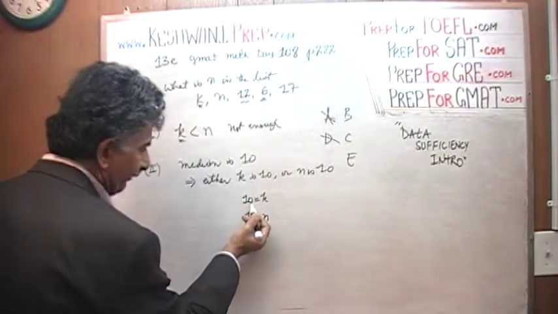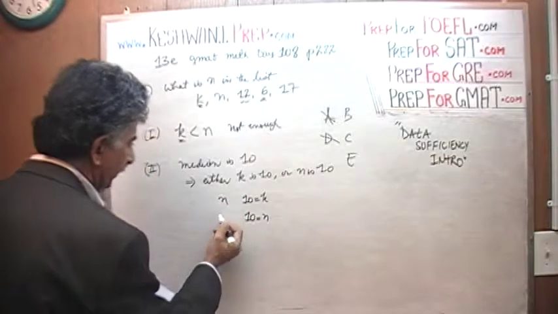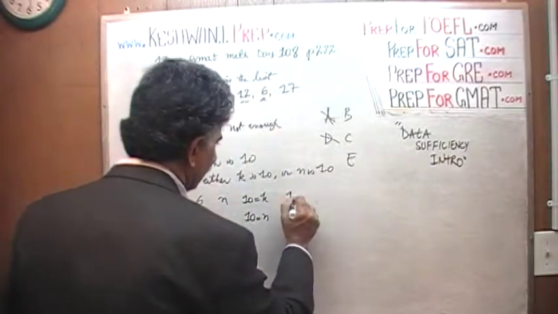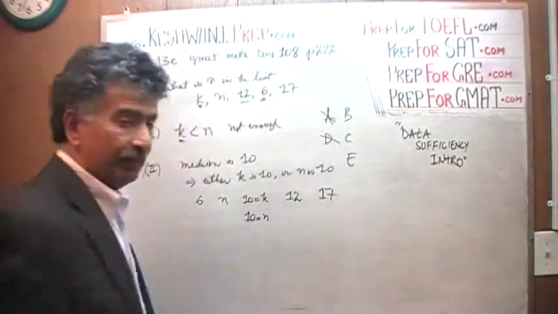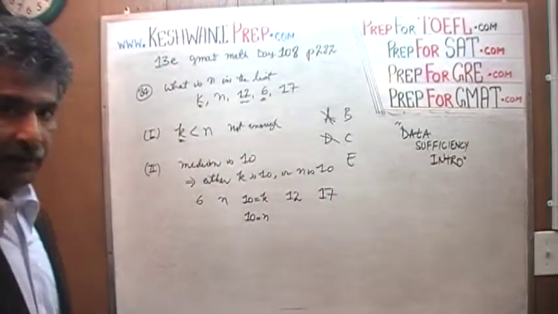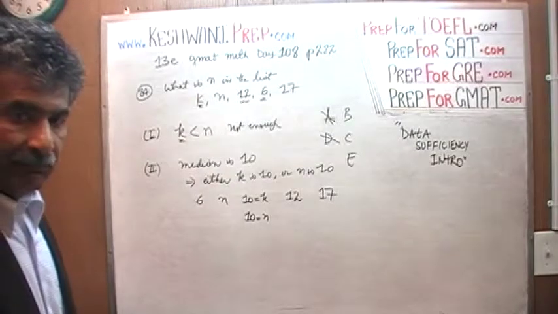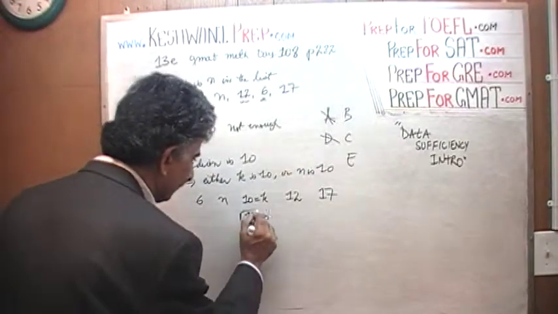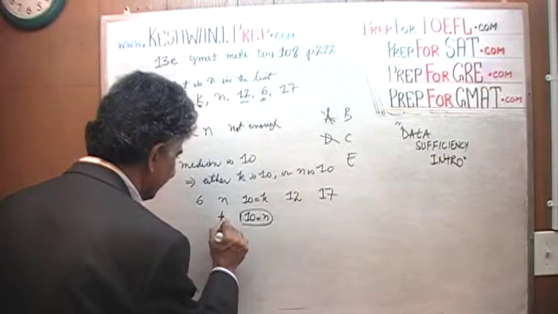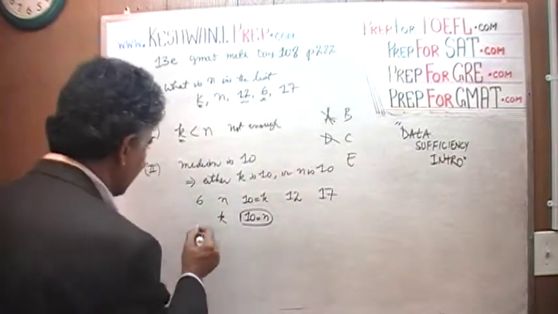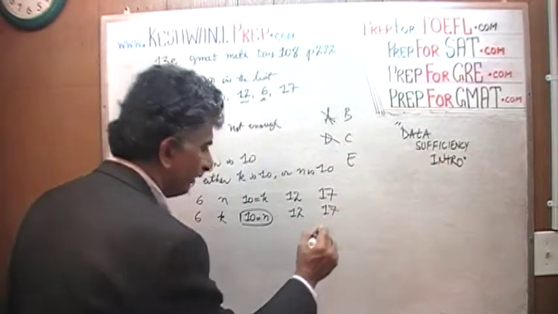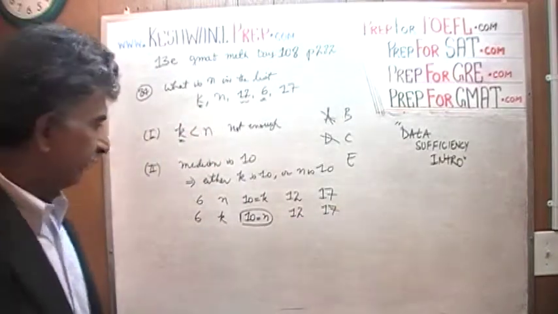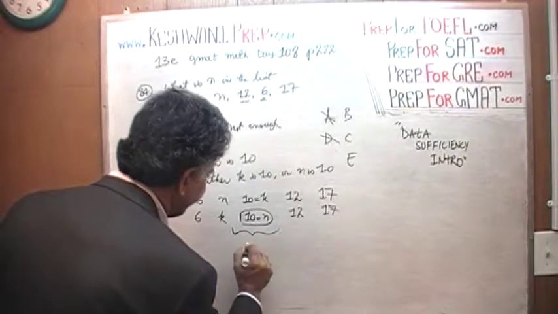If k equals 10, then n will go here, and this will be our 6, and that will be our 12, and what else do we have? And 17. So that's one possible list. On the other hand, if median happens to be n, then the one before must be k, because all the others are fixed. We have a 6, we have a 12, and we have a 17, and since there are 5 numbers, the median has to be the middle number.